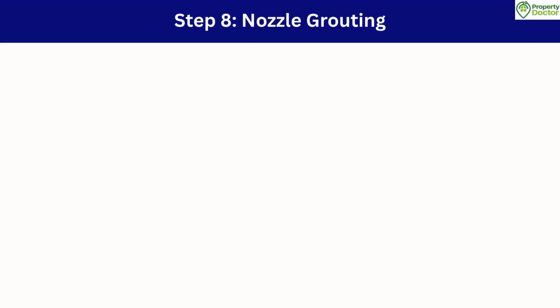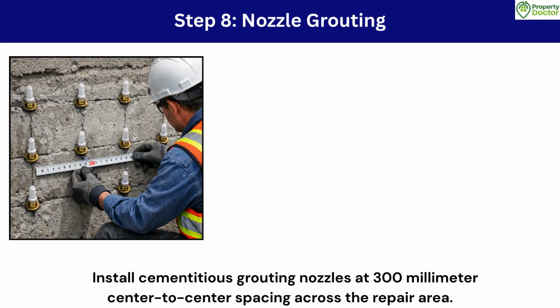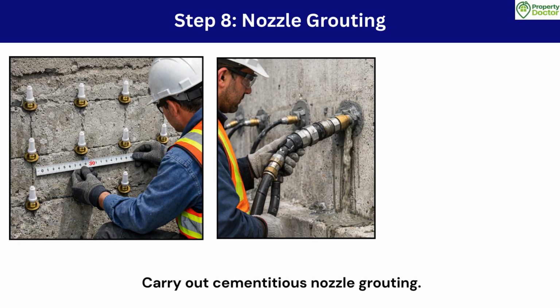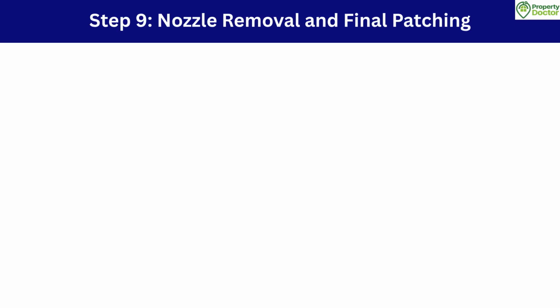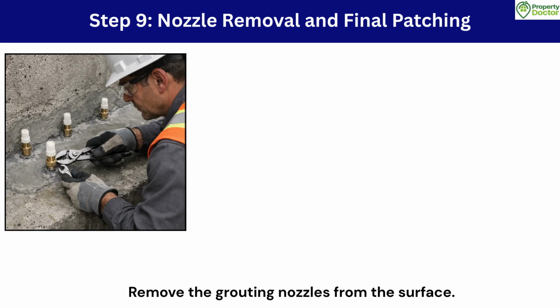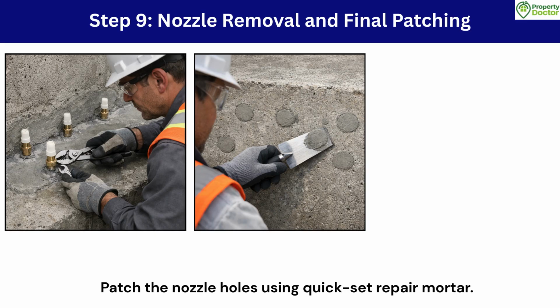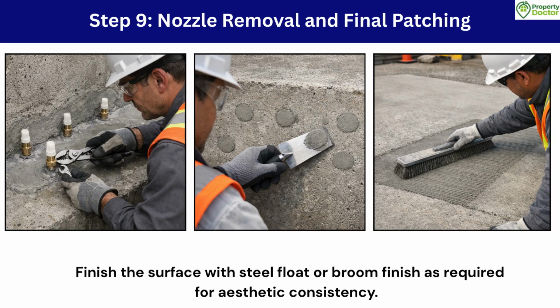Step 8. Nozzle grouting. Install cementitious grouting nozzles at 300 mm center-to-center spacing across the repair area. Carry out cementitious nozzle grouting. Step 9. Nozzle removal and final patching. Remove the grouting nozzles from the surface. Patch the nozzle holes using quick-set repair mortar. Finish the surface with steel float or broom finish as required for aesthetic consistency.